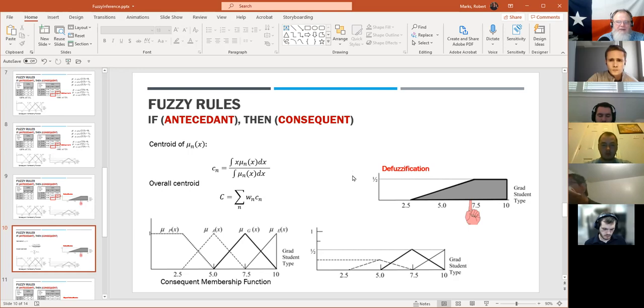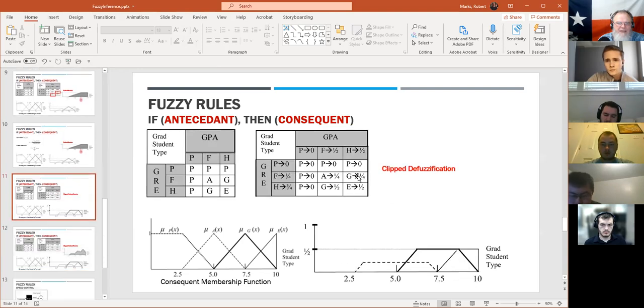Just like everything, you could use different means, different maxes, I'm sorry, different ands, different ors. You can also use different methods of defuzzification. I'll show you another one that was used. I don't think it's a very wise one, but it's called clipping defuzzification. The idea here is that with the membership functions, instead of weighting them by their corresponding consequent value, we're going to clip them at that point.